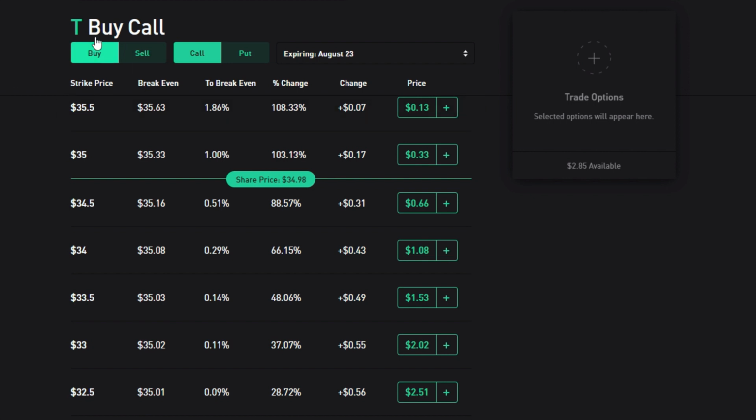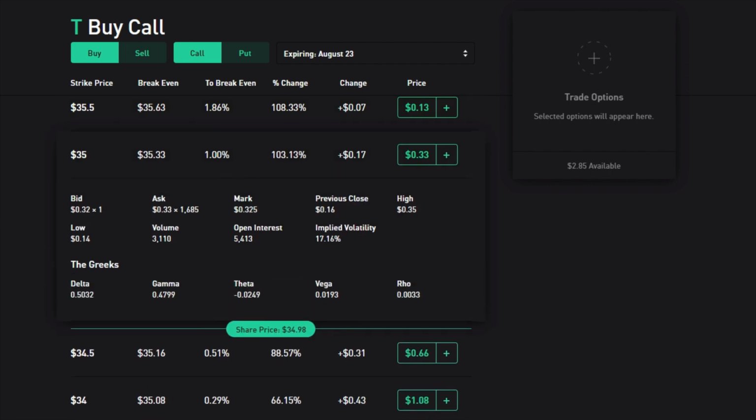So we are on Robinhood here, looking at the call options for AT&T, and we're going to look at this first $35 call. This is the at-the-money call, and essentially we are going to be looking into all the Greeks, which are the delta, gamma, theta, vega, and rho. And each of these terms represents something different with the contract. And we are going to get into that today.